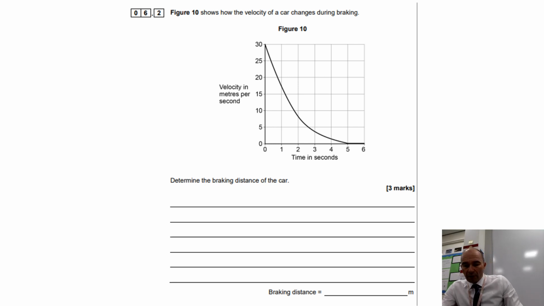Now 6.2, we've got another graph, and it shows how the velocity of the car changes during braking, and we need to determine the braking distance of a car. Now the important thing to remember here is that the area under the graph of a speed time graph or a velocity time graph tells us distance travelled. Now they've given us these nice big squares and we need to count those squares, but first of all we need to remember that 1 square equals, well, it's 1 times 5. So each square means 5 meters travelled.